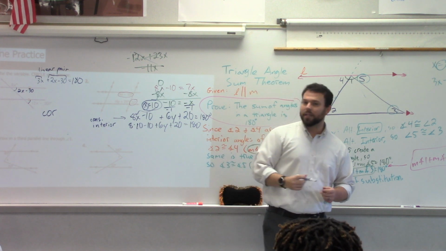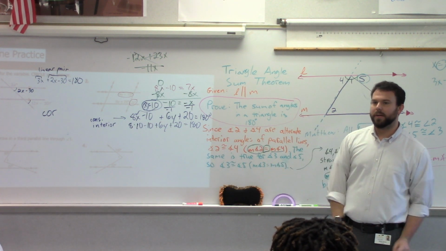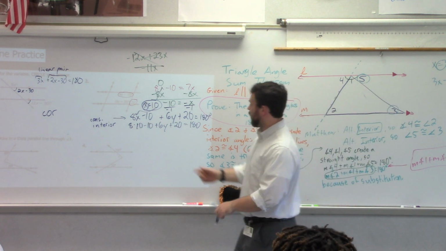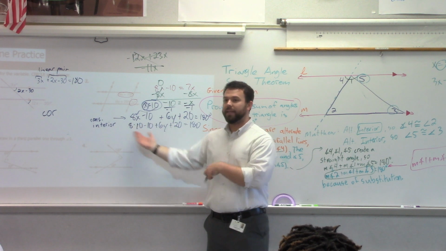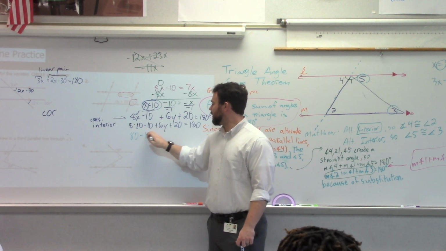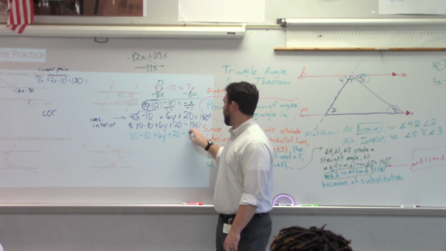Now there are lots of ways to go from here. What is one step I could take? Well, I don't have any parentheses, but could I do 8 times 10? Yeah. Multiply it to simplify it, so 80 minus 10. Okay, what can I do now?